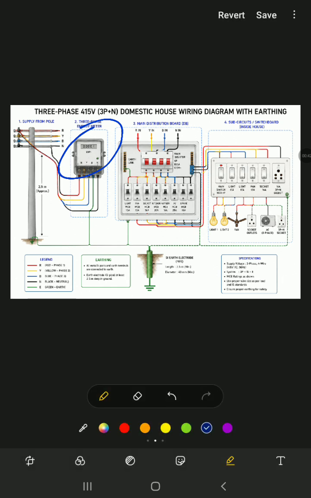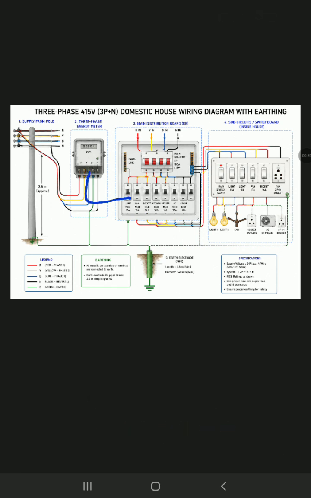Generally we see a meter of 8 pins, that is R, Y, B and 3 neutrals for input, and the other 8 to 16 pins for output. But in this case we have seen only R, Y, B, and neutral is common, so there is only one input and one output. From here 2 wires go to the main house distribution box.